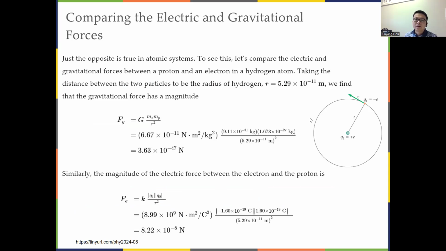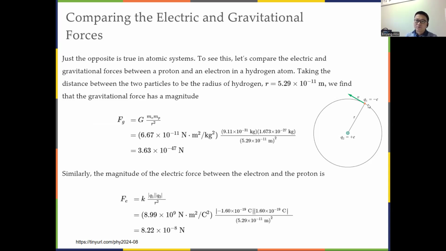So let's take a look inside an atom. For a hydrogen atom, the distance from the proton to the electron is 5.29 times 10 to the minus 11 meters. We can look at the gravitational force between this electron and proton using the gravitational law: the gravitational constant times the two masses divided by the distance squared. That gives you 3.63 times 10 to the minus 47 newtons.